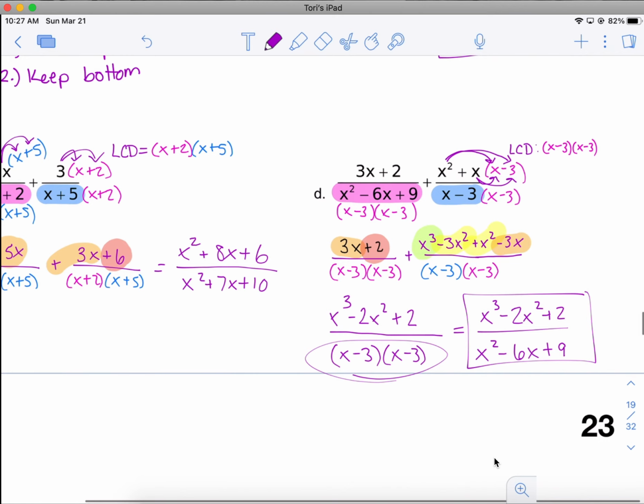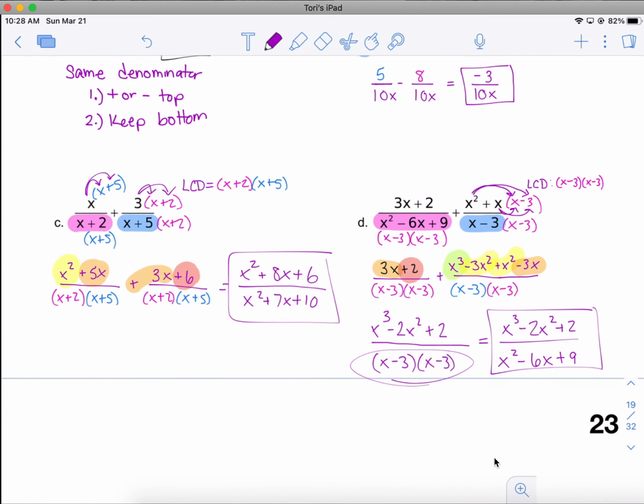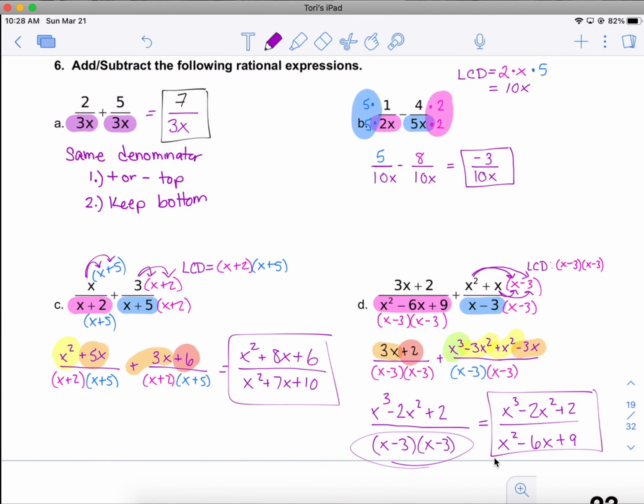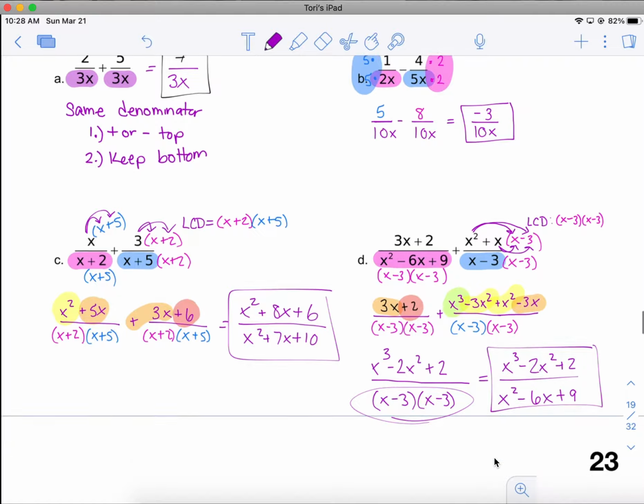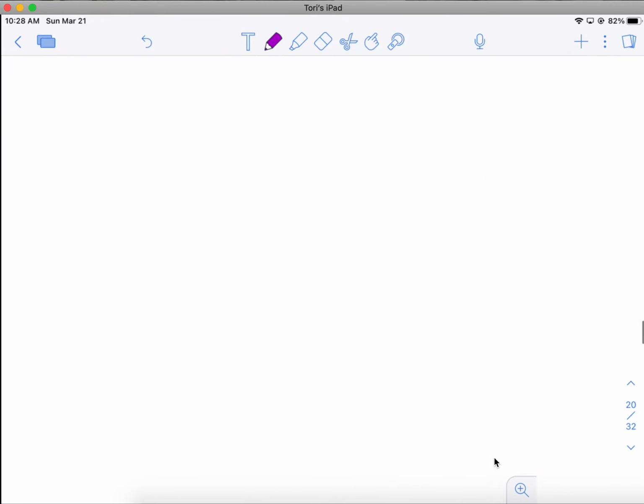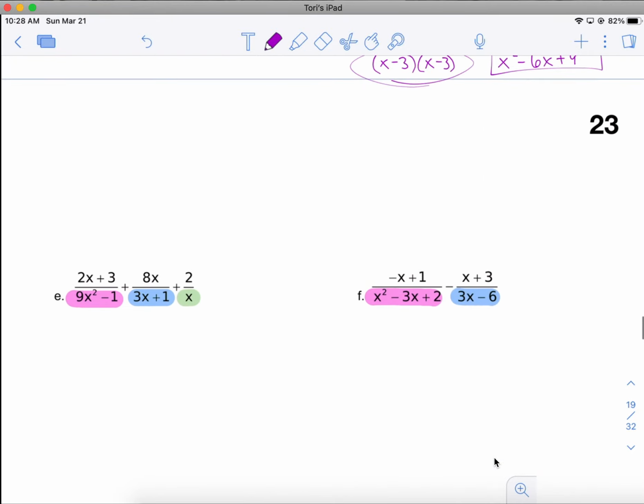If you missed anything on this first page, go ahead and pause it now. We're going to go to the next page. There are 2 more problems for us to work out. Perfect. Go ahead and flip. And let's go to E.